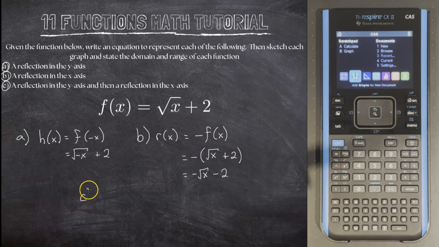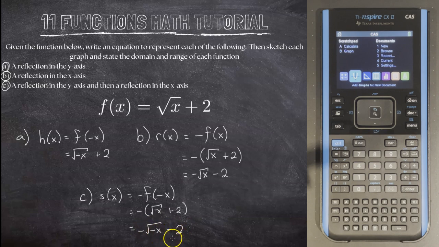Now finally, let's do a reflection in both y and x. So let's say we have some function s of x, and that is going to equal negative f of negative x. We're doing both now. So just to be careful, we're going to put that negative and then a bracket. And then under the square root, we'll have negative x plus 2. So when we distribute the negative, we get negative the square root of negative x minus 2.